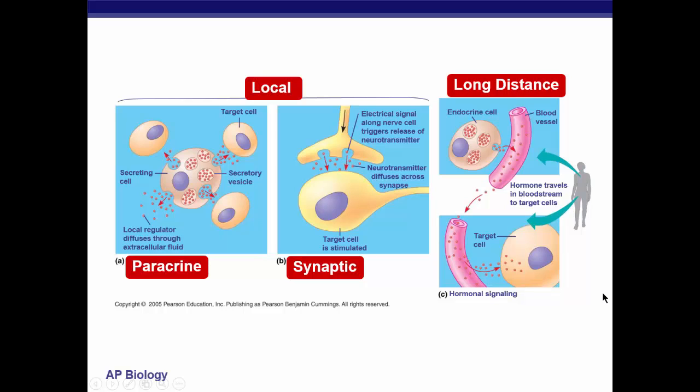Now, when we're going long distances, we need messengers to go through your blood vessels. This area here is basically throughout your whole body. Through the blood, an endocrine system cell will secrete a hormone that'll travel through the bloodstream, going all the way through. So that is our endocrine system for long distance communication. And some real world examples here.